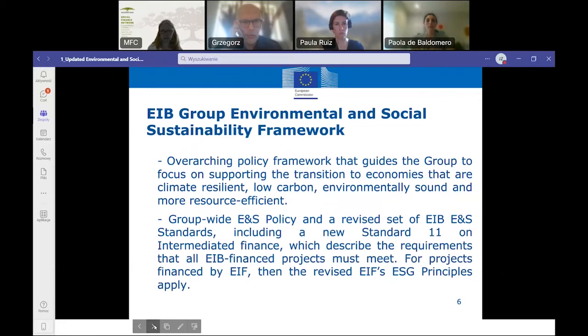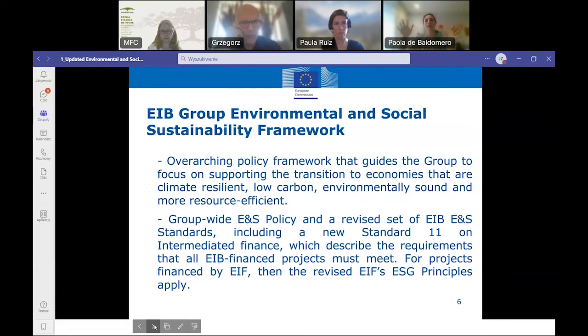So basically, the framework is composed by the policy, and it really focuses on the transitions to the economies that are going to be climate resilient, that are low carbon, but also with a long-term view to support the transition for families and citizens, so that they are able to keep on making a living out of these new economies and new way of doing business, right?